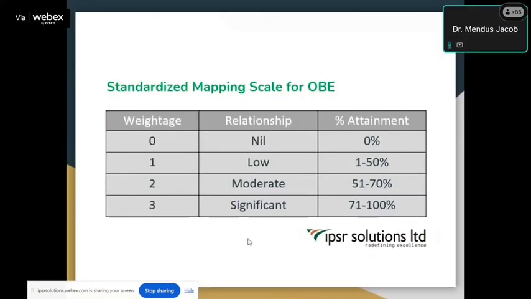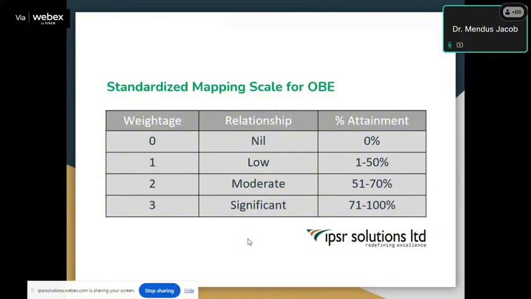Now, for this mapping purpose, we can use a mapping scale. This is a standardized mapping scale for outcome-based education. For example, if you are conducting an exam, your question paper may consist of 10 questions or 15 questions or 20 questions. Each of these questions you will map with the respective course outcomes. And if there is no relationship between a particular question and a CO, the weightage of the mapping is 0. That means it's a nil relationship.